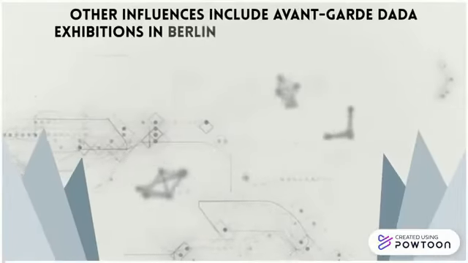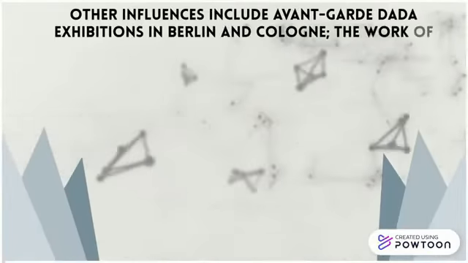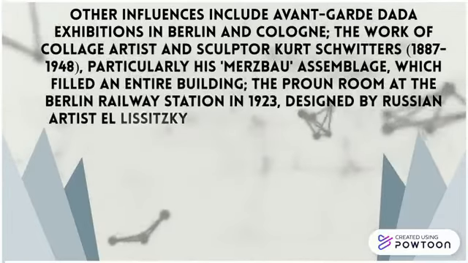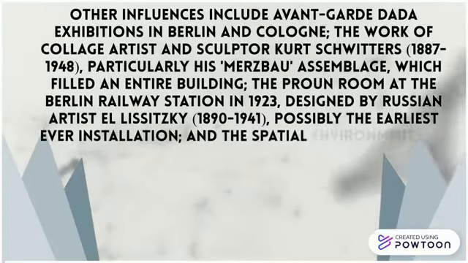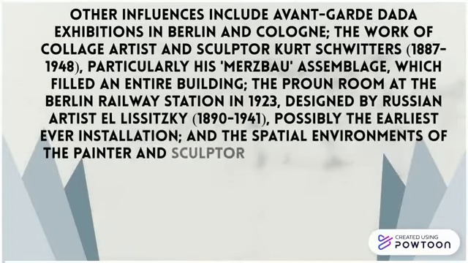Other influences include avant-garde Dada exhibitions in Berlin and Cologne, the work of collage artist and sculptor Kurt Schwitters, particularly his Merzbau assemblage, which filled an entire building, the Proun Room at the Berlin railway station in 1923, designed by Russian artist El Lissitzky, possibly the earliest ever installation, and the spatial environments of the painter and sculptor Lucio Fontana and his White Manifesto outlining his theories of spatialism.